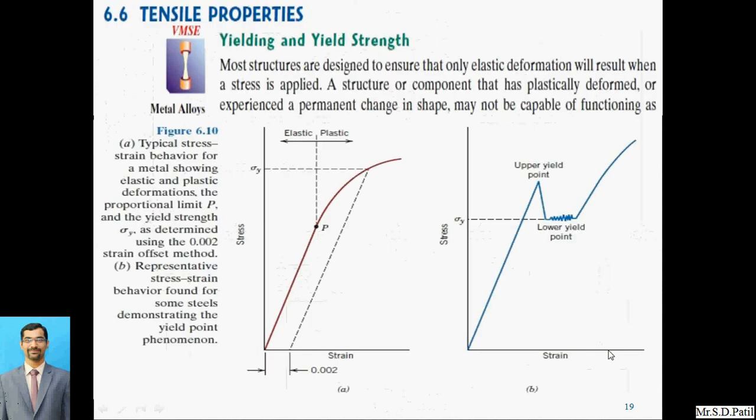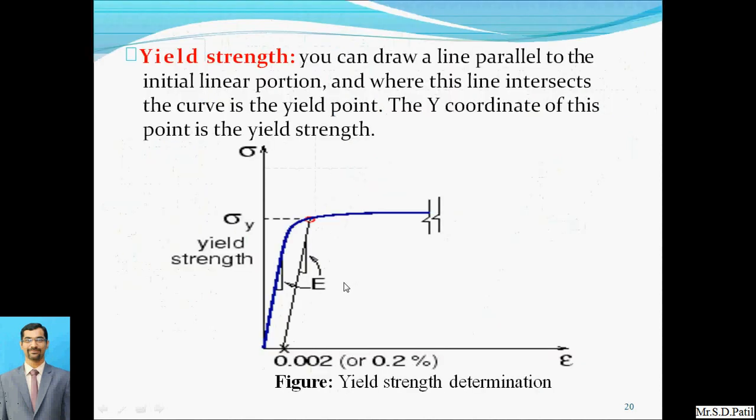So basically, what is the meaning of yielding or yield strain? This is the upper yield point and this is the lower yield point. Most structures are designed to ensure that only elastic deformation will result when a stress is applied. A structure or a component that has been plastically deformed or has experienced a permanent change in shape may not be capable of functioning. So these are the representations of both the yield points.